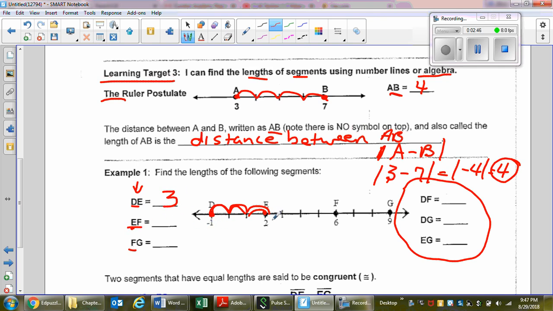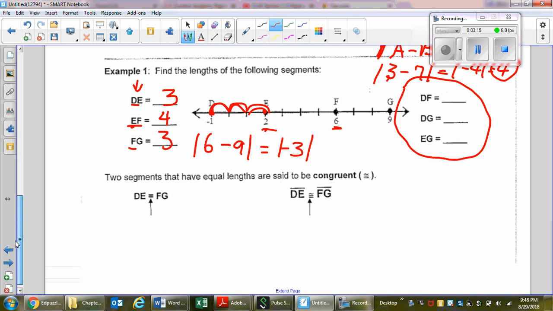From E to F, E is at 2, F is at 6. The difference between 6 and 2 is just going to be 4. And F to G, 6 to 9, you can count, or you can just say F is 6, G is 9, so 6 minus 9 gives you -3, and the absolute value is positive 3. So it's kind of easy. Go ahead and do this side, and when we go through it in class, you guys will tell me.